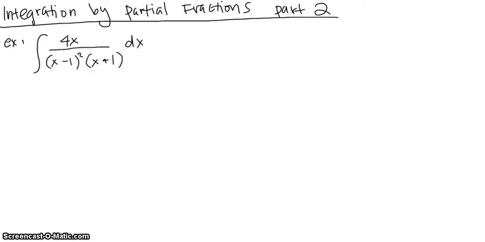Integration by partial fractions, part 2. We're going to be looking at a second set of integration of rational functions that look more similar to this. Now, what's the difference between this problem versus all the other ones that we've been doing? Well, if you take a look, in the denominator, the factored form has one factor with an exponent of 2.